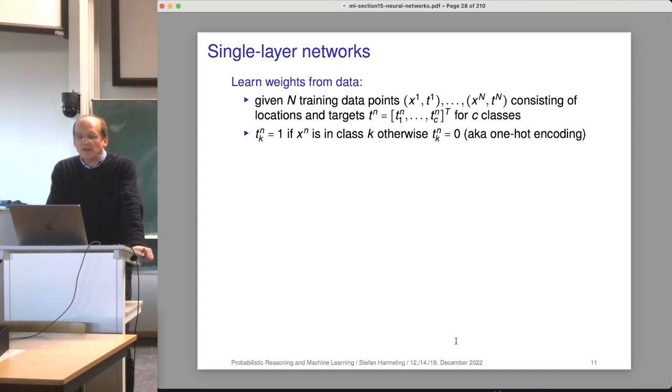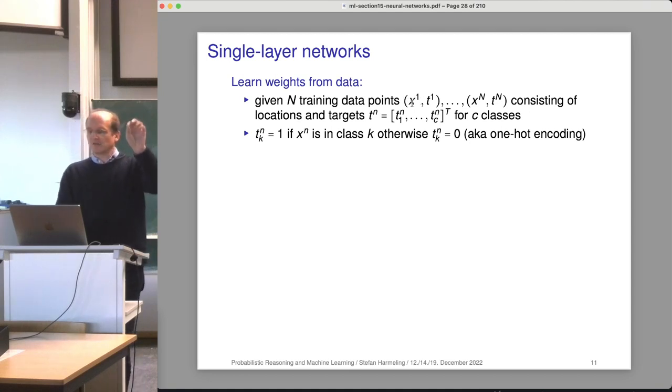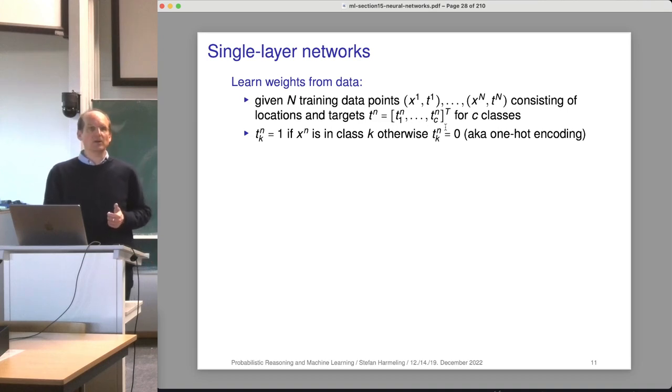So let's see. The notation here is different from what we've seen before, but the idea is exactly the same. The notation is from the Bishop book, that's why it might look a little bit strange. So here the training points have a superscript index, which is basically enumerating them. And so we have the target, this is the target of the nth data point. The target of the nth data point has, let's say, 10 entries, C equals 10, where I have a 1 if I'm in the particular class, and I have a 0 otherwise.